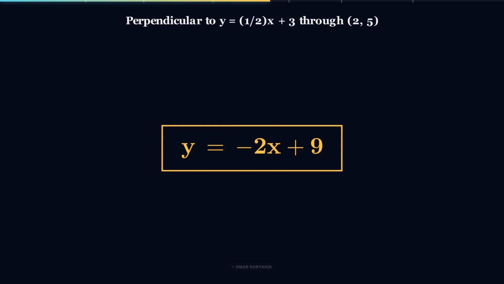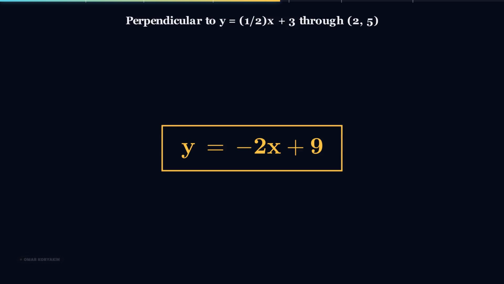The big lesson from this example is the perpendicular rule in action. Take the given slope, flip the fraction, change the sign, and use the result as the new slope. The negative reciprocal computation is the only structurally new piece of work compared to the parallel example, and the rest of the procedure is identical.